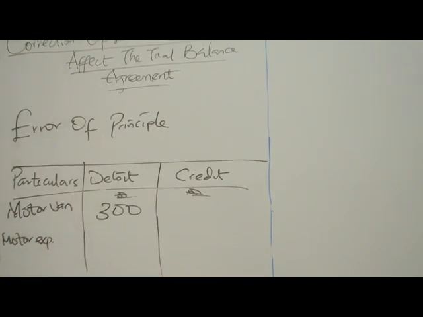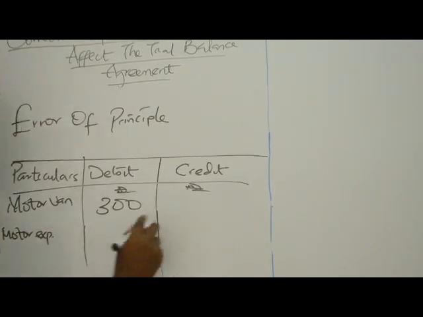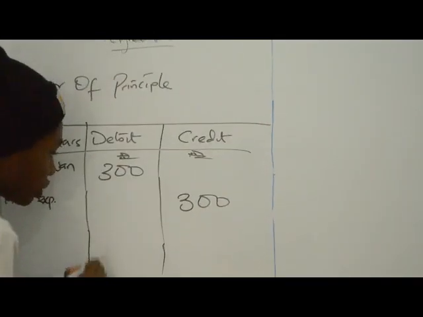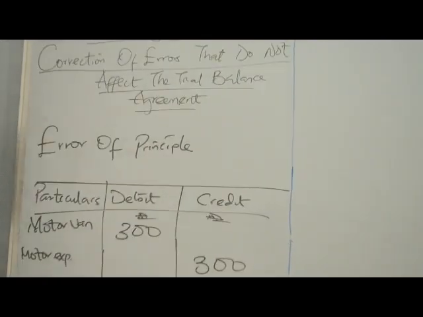I'm using ESP for expenses. We'll be crediting our motor expenses account with 300 naira. In this way, we have cancelled out the entry from our motor expenses.